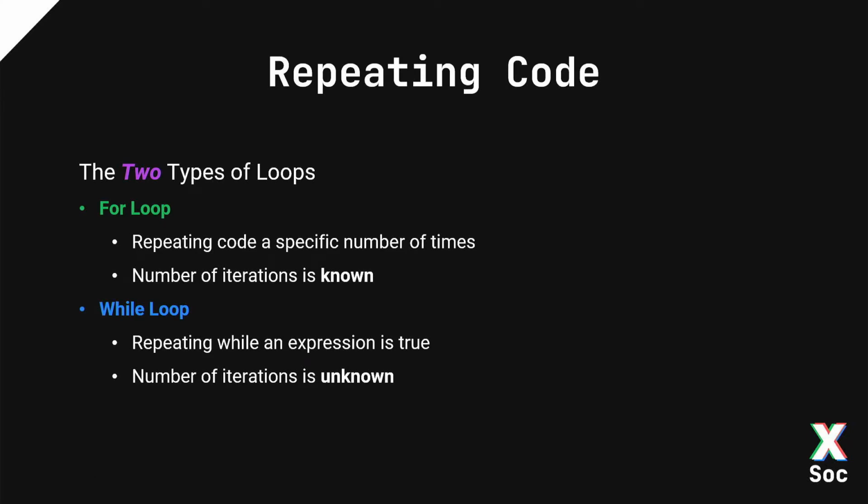There are two types of loops within Python. There is a for loop, which is used to repeat code a certain number of times, and you use this type of loop when you know how many times you want to repeat the code. And there is also a while loop, which is used to repeat a section of code while an expression is true. So you basically want to repeat the code until the expression evaluates to false. And you use this when the number of iterations, or number of times you want to repeat the code, is unknown.